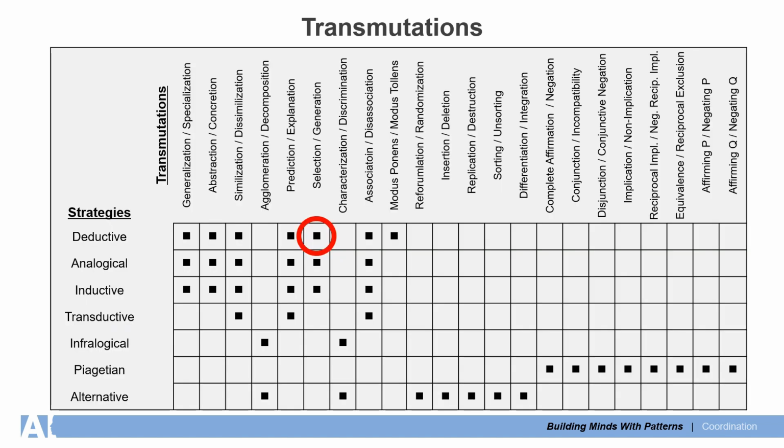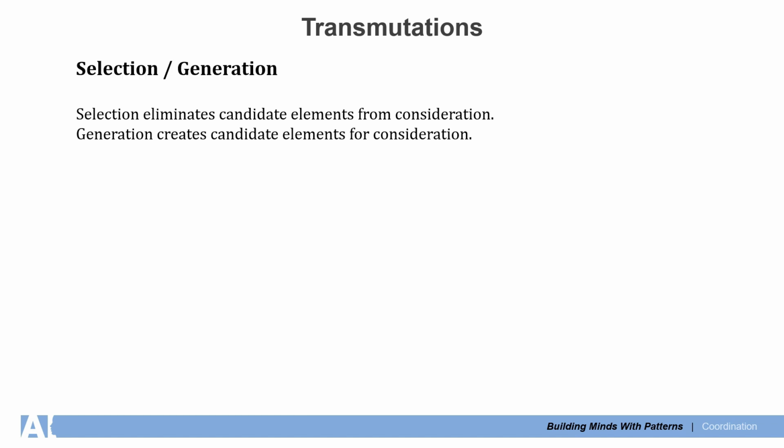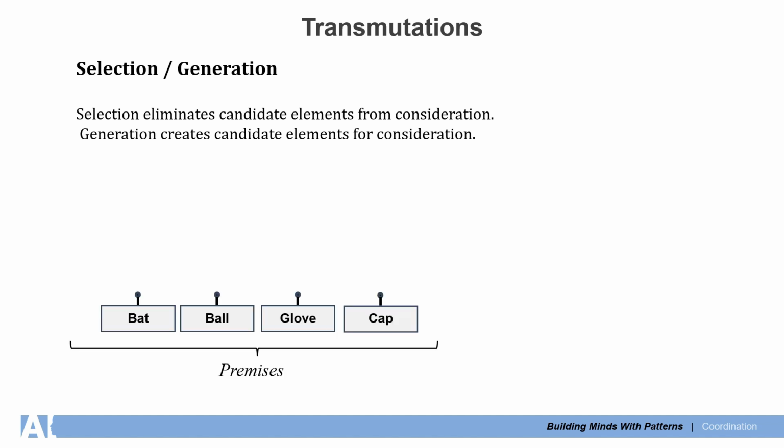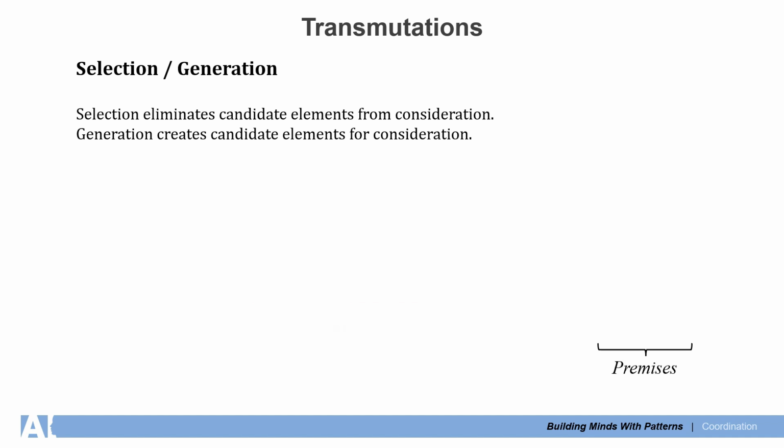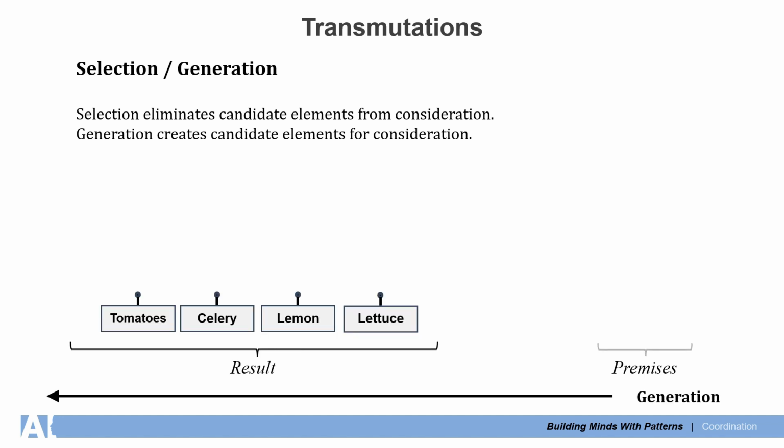Selection and generation can be done in a deductive, analogical, or inductive manner. Selection eliminates candidate elements from consideration. Generation creates candidate elements for consideration. If we have premises bat, ball, glove, and cap, by selection, we have the result glove. Likewise, if we have no premises, by generation, we have tomato, celery, lemon, and lettuce as candidate results.